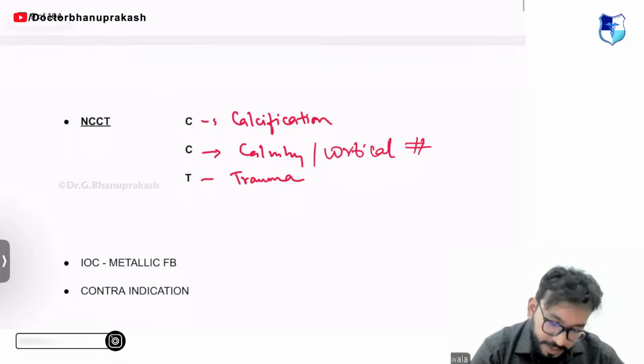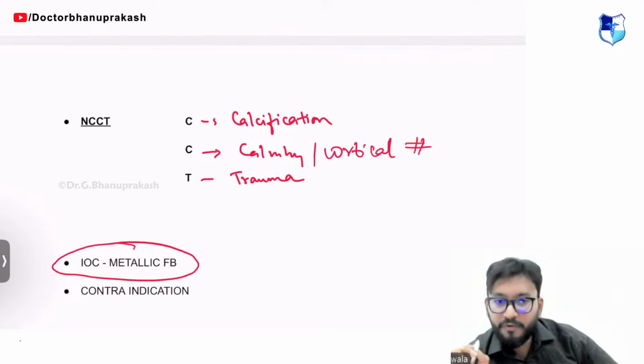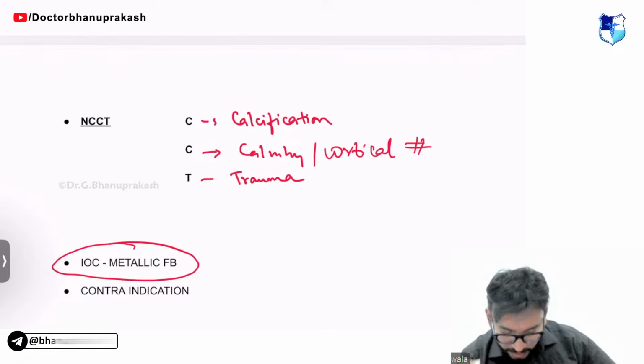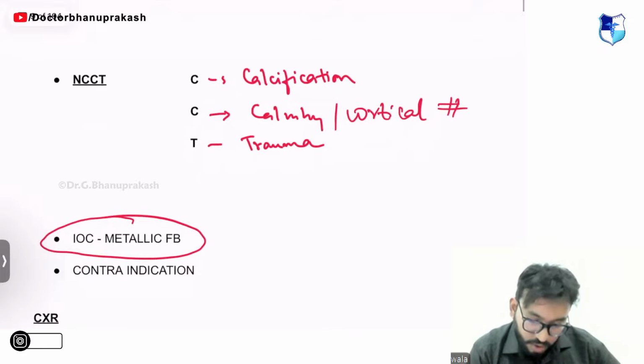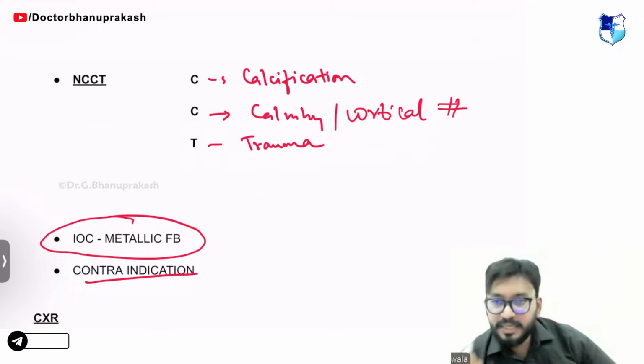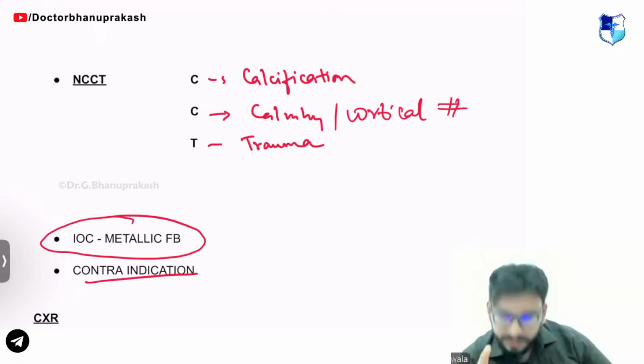Again, guys, one more very important. Investigation of choice in a metallic foreign body is again CT scan. Can you tell me what is the contraindication? Which investigation is contraindicated in a metallic foreign body? And this has been asked.